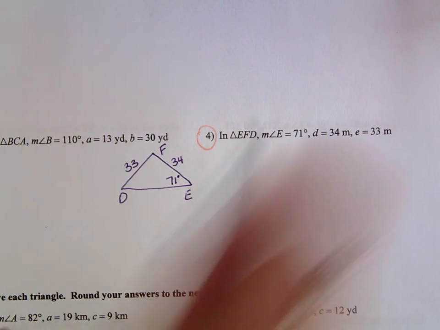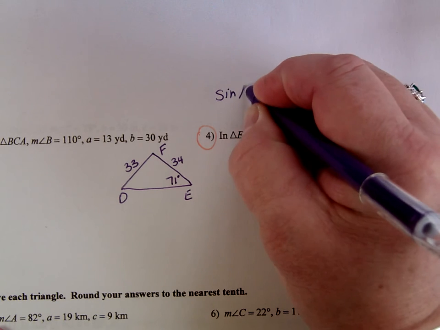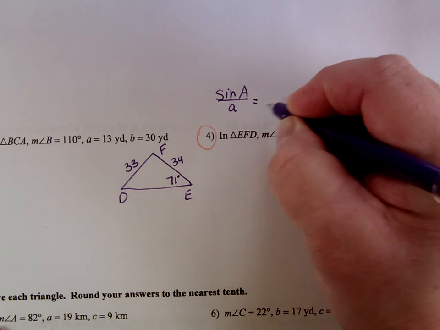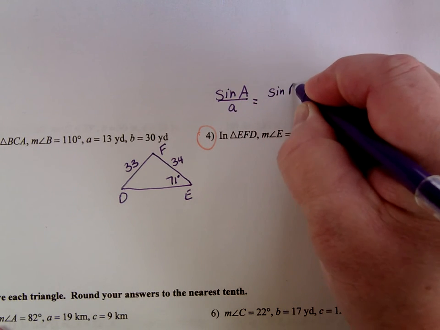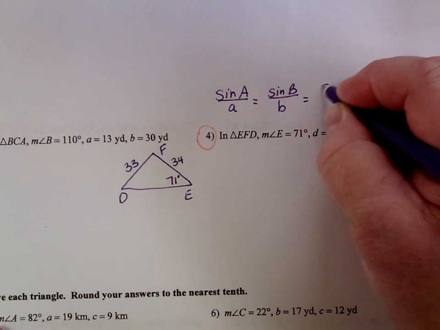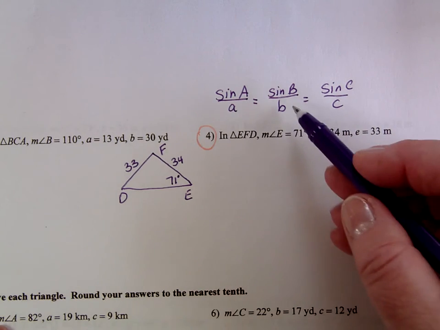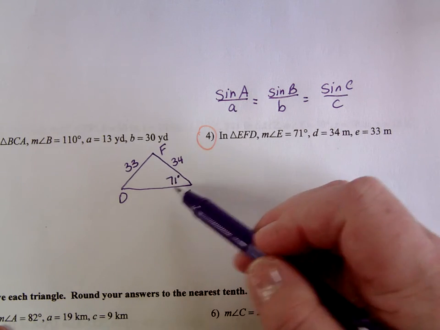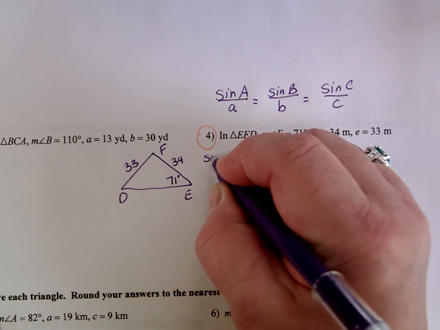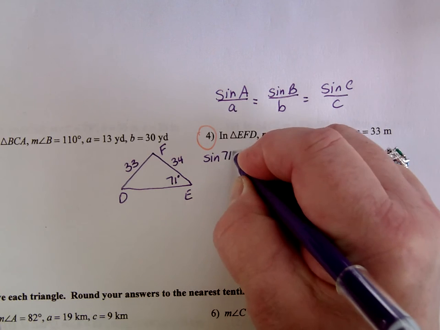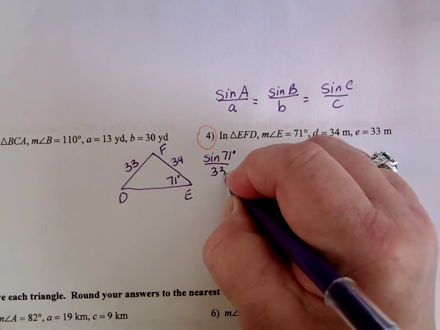Remember, the law of sines says the sine of A over little a, its opposite side, equals the sine of B over little b, equals the sine of C over little c. They're all proportional to one another, and you're picking two fractions to set up your ratio so that you can figure out what the opposite side would be, or the opposite angle. They told us two things about E. That's how I'm setting my first fraction: the sine of E, 71 degrees, over little e, 33.